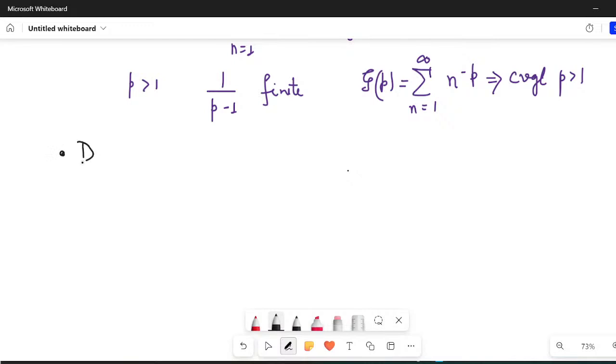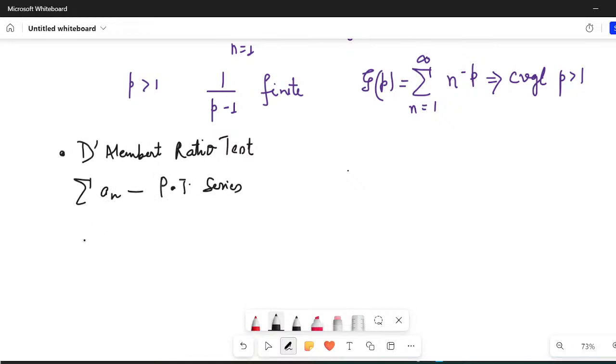So another test is called the D'Alembert's ratio test. So what is D'Alembert's ratio test? Let me help you with this. Let summation an be a positive term series. PT means positive term series, and this particular series will be convergent if the limit as n tends to infinity of a(n+1) upon an is equal to some r, and it is less than 1. Okay, if it is less than 1 and greater than 0, since it is a positive term series, then I'll say that my series is convergent.